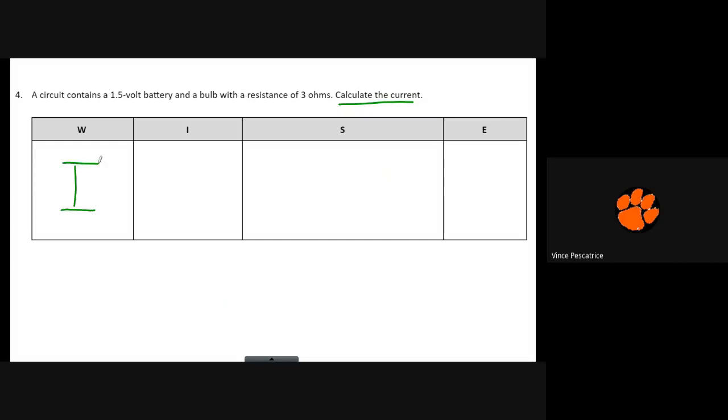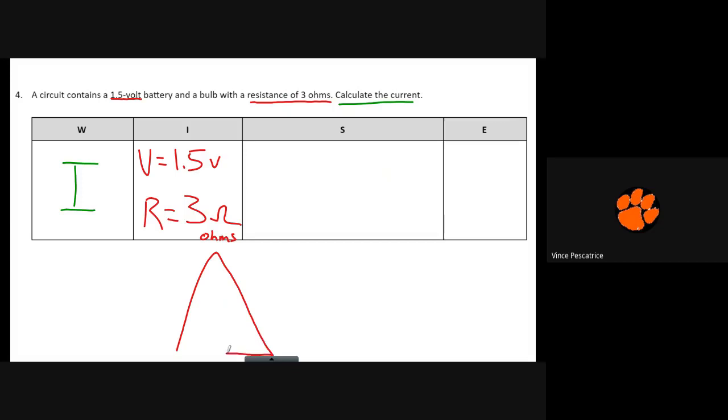Second, we're going to be doing the information in the problem. So in this problem, the information that is given are the numbers. So look, it says 1.5 volts. So my voltage equals 1.5. And then my resistance is 3. So 3 ohms. So my resistance equals 3. And then that or ohms. So now, if you remember the triangle, again, you can just reference the top of your paper at any time to see the triangle.